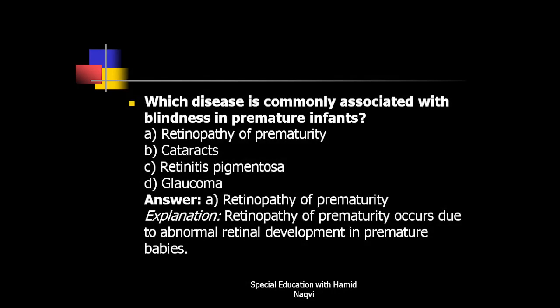Which disease is commonly associated with blindness in premature infants? Retinopathy of prematurity, cataracts, retinitis pigmentosa, glaucoma. Answer: retinopathy of prematurity. Retinopathy of prematurity occurs due to abnormal retinal development in premature babies.